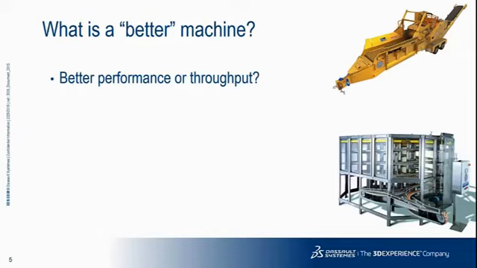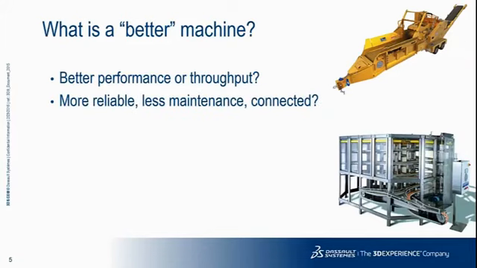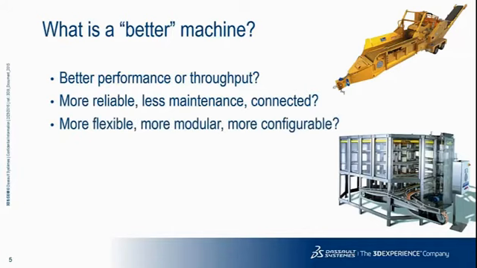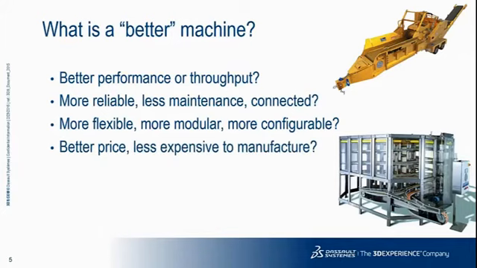So basically, if I look at what is a better machine, maybe I'm looking at better performance or throughput, something that's more reliable, less maintenance, or even connected to the internet might be a better product. More flexible, more modular, more configurable. You hear that a lot in the packaging industry especially. Something that can be designed for a better price, less expensive to manufacture, so it's more competitive in the market. Or maybe something that I need to be able to design quickly, turn around, and get to the customer quickly. Like in the oil and gas industry, that's a big demand. I need to be able to make it quick, get it to manufacturing, and get it to the customer quickly.